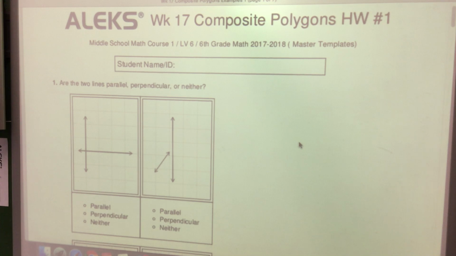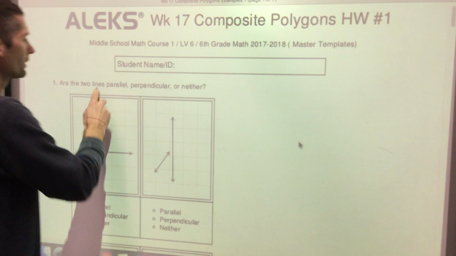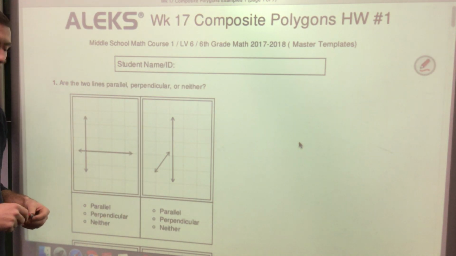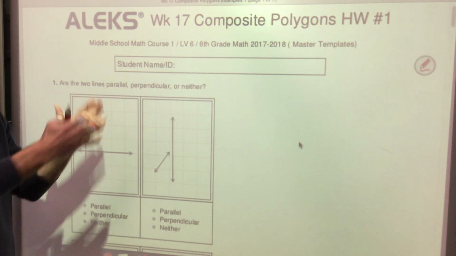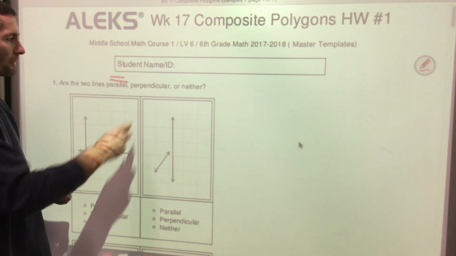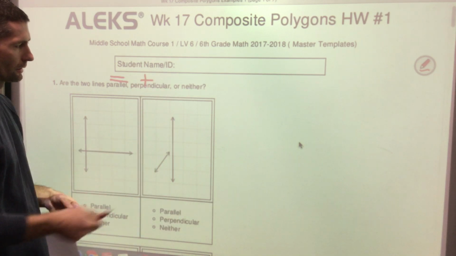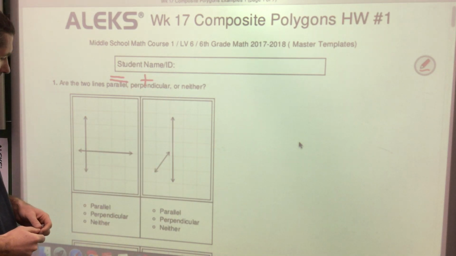All right, let's look at week 17 composite polygons homework. First question, are these two lines parallel, perpendicular, or neither? Well, we know parallel lines are like train tracks. They never cross. They would go on forever. Perpendicular forms right angles. Neither is just intersecting, they cross.